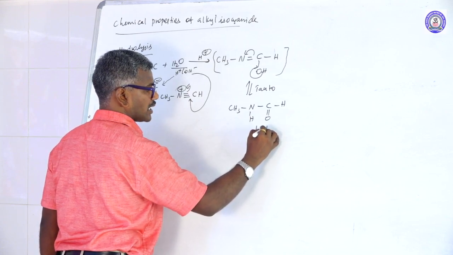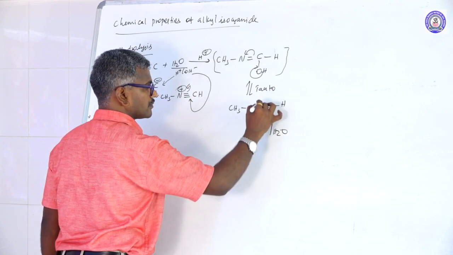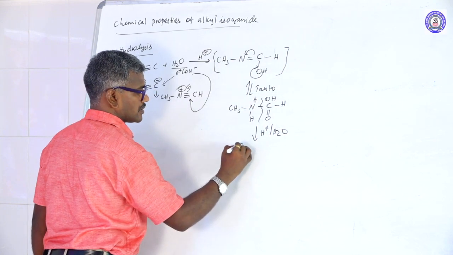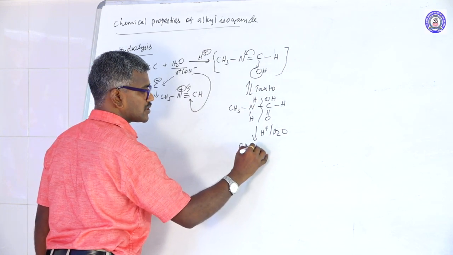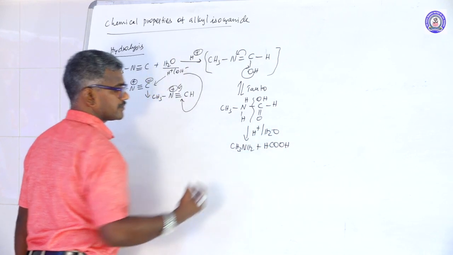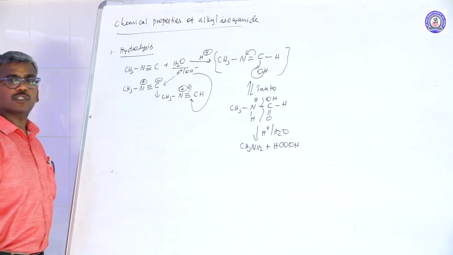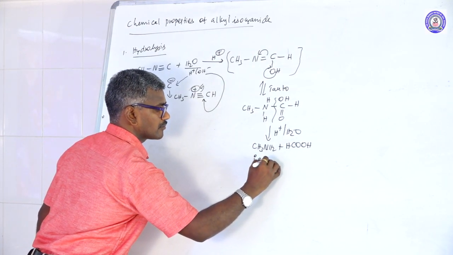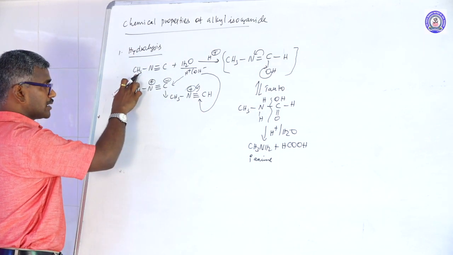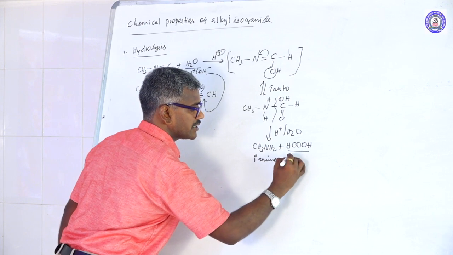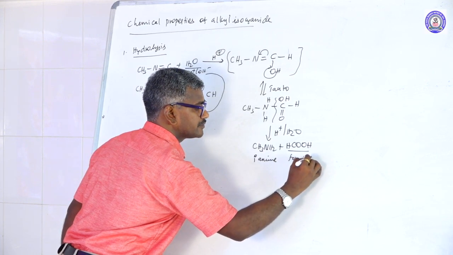Further, this undergoes hydrolysis, with hydrogen and OH group added, giving CH3NH2 plus formic acid. This method is used for preparation of primary amine. The primary amine depends upon the number of carbon atoms. Isocyanide will give the carboxylic acid, named formic acid.